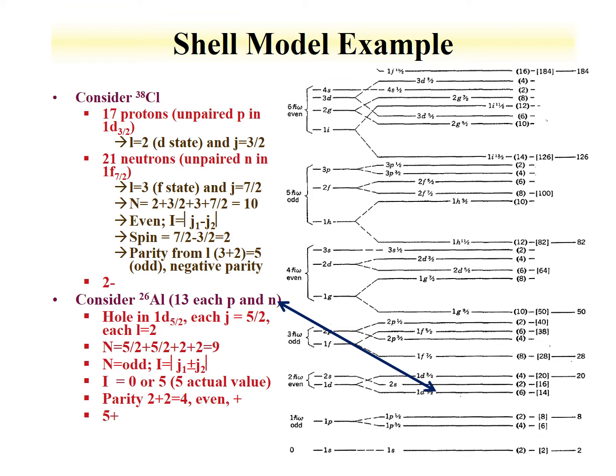So the spin is going to be the absolute value of the sum or the difference of the spin values. Each spin value is 5/2. So 5/2 plus 5/2 is 5. 5/2 minus 5/2 is 0. We would expect the spin to be either 5 or 0. The parity, each spin state is 2. 2 plus 2 is 4, is even. So the spin's either going to be 0 plus or 5 plus, and the actual value is 5 plus. So here's an example with the odd Nordheim number where you get a choice of answers to evaluate.